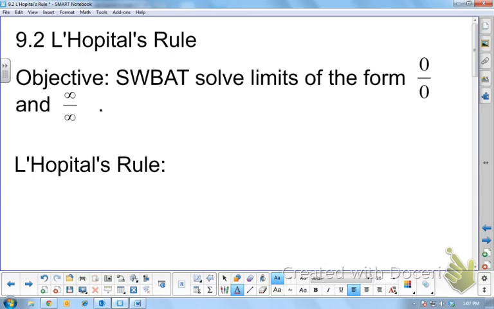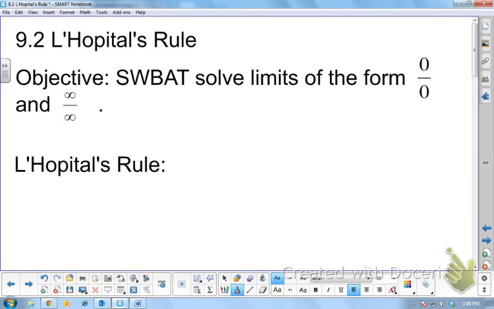So our goal is to solve limits that have a certain form. We had a lot of different limits we could solve already, but most of the time we could just plug it in and solve. Sometimes we could maybe factor and get rid of the zeros. What if there's no way to get rid of the 0 over 0 or infinity over infinity?